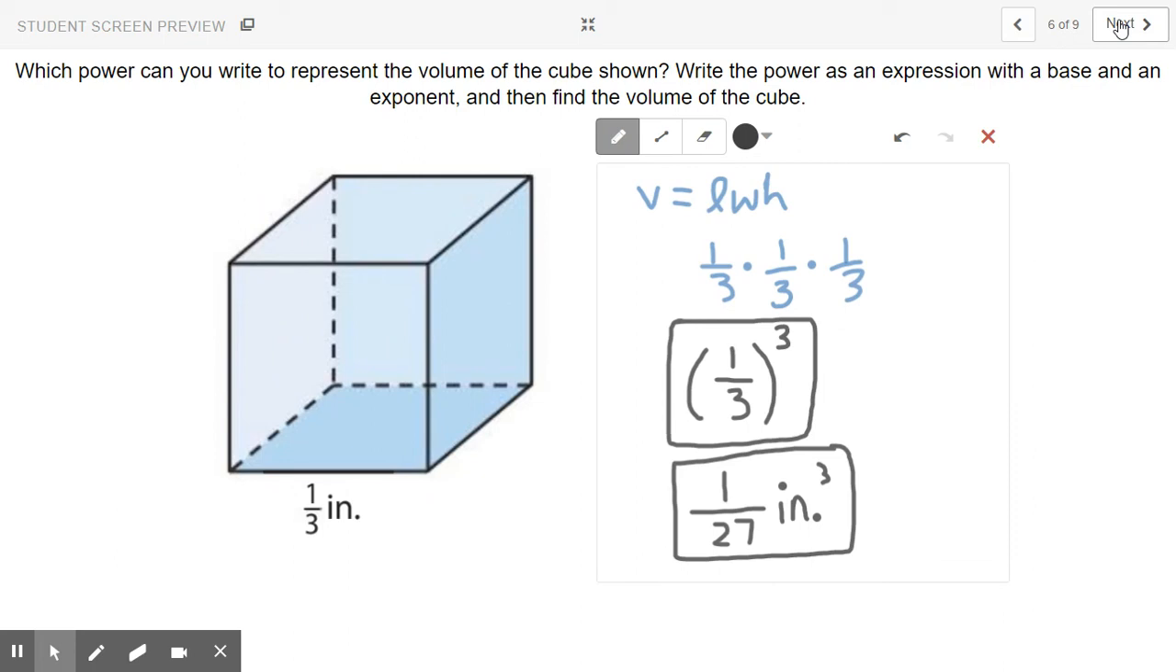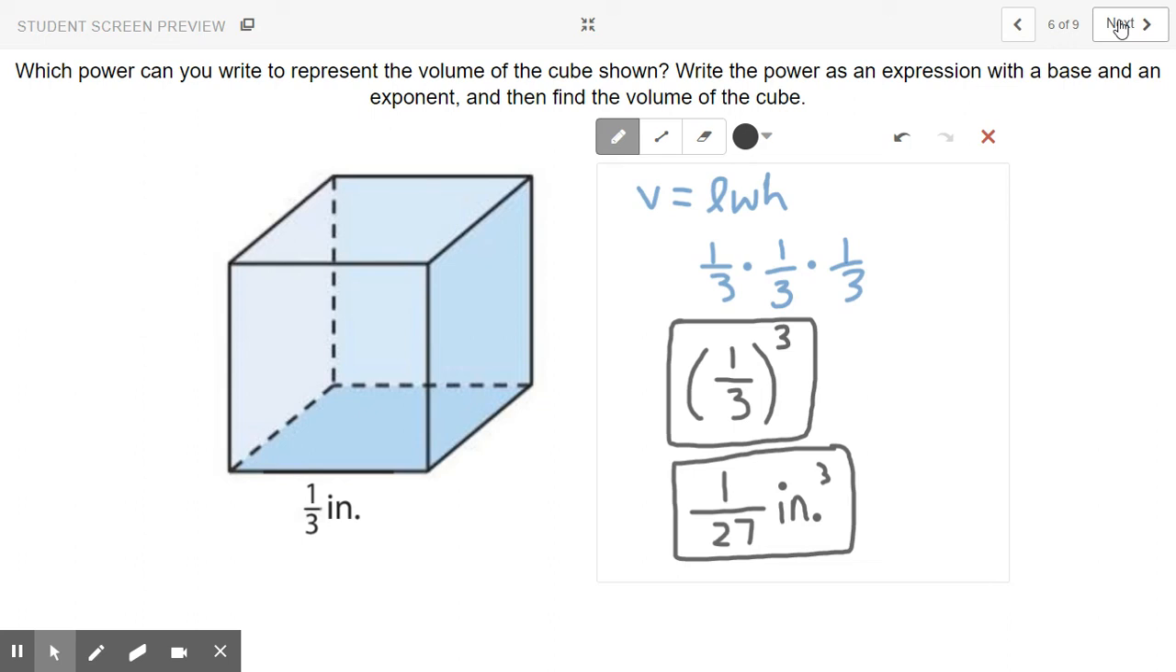Which power can you write to represent the volume of the cube shown? Write the power as an expression with a base and an exponent, and then find the volume of the cube. So if you remember, volume is the amount of space on the inside. So to figure out how much space is inside this cube, we're going to have to do length times width times height. So length is 1/3. It's a cube, so all sides are squares. It means all dimensions are the same. So length is 1/3, width is 1/3, height is 1/3. And then to rewrite that, I'd write 1/3 to the 3rd power.